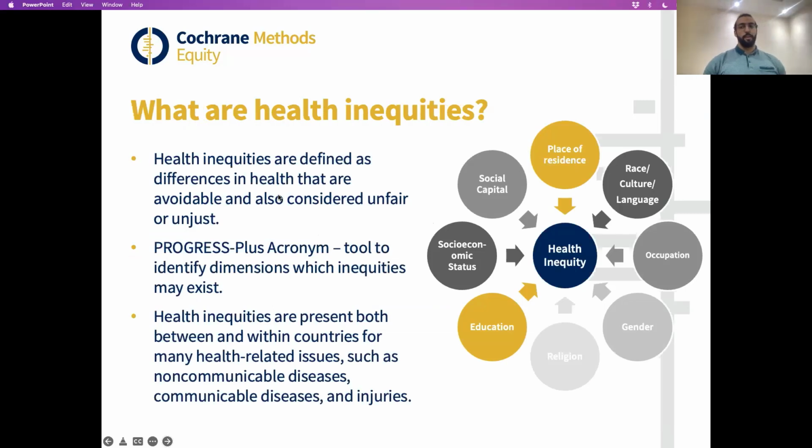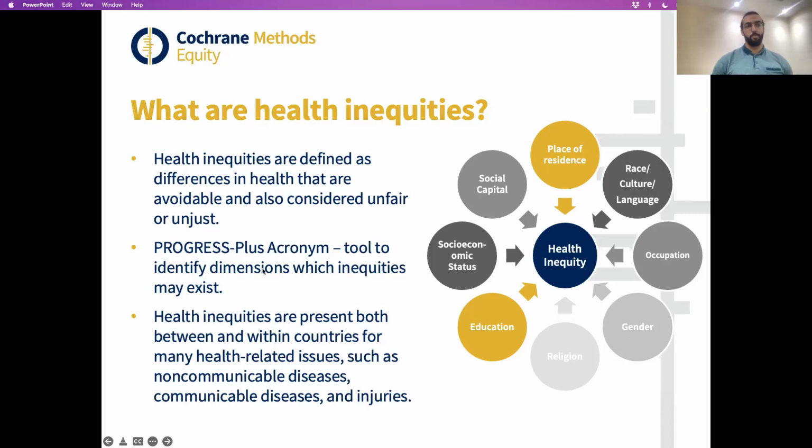So the first question is, what are health inequities? The term is coined as differences in health that are avoidable and also considered unfair or unjust. And it's a common belief that inequities are caused by poverty or low income, but there are several other factors that could result in health inequities. That includes place of residence, the race or ethnicity of the individual, occupation, gender, religion, education, and social capital or social networks. And these factors, in addition to socioeconomic status, which is the income, could result in health inequities, and they form the acronym PROGRESS, which is a tool that we use to identify dimensions by which inequities may exist.